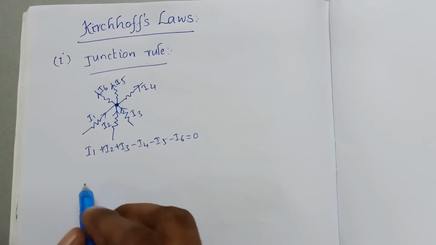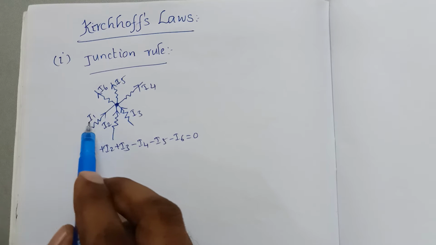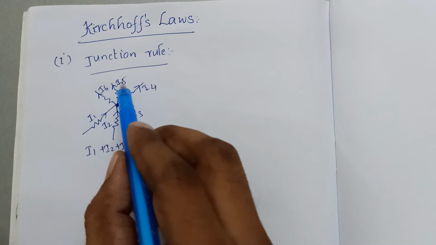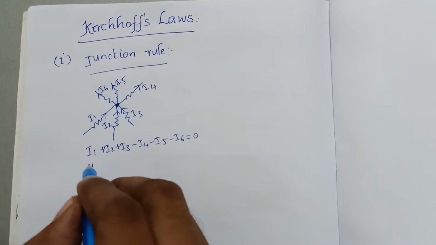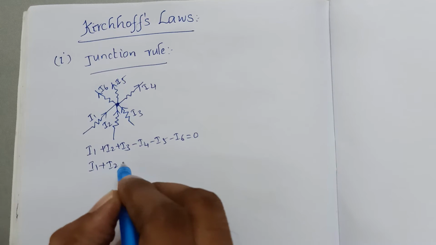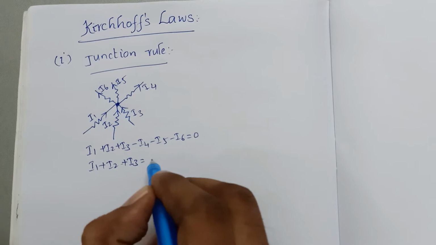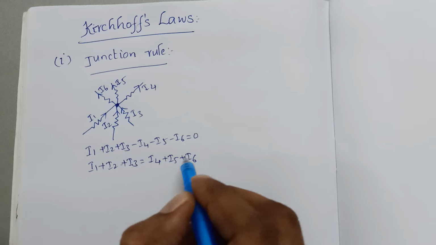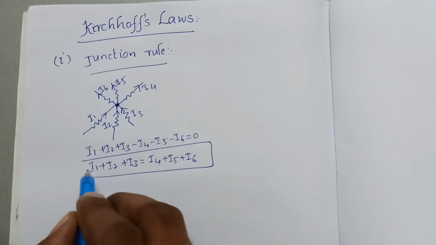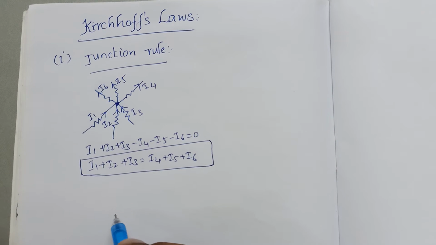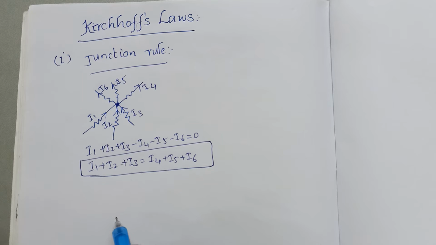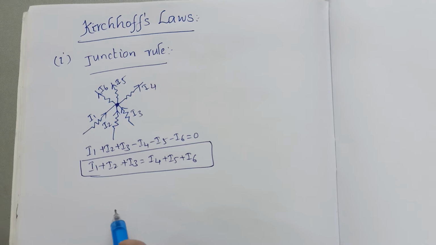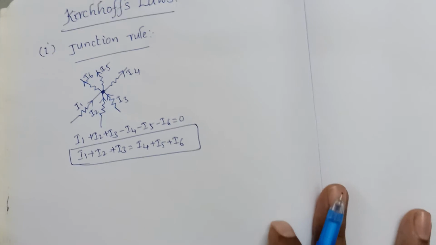Then the currents moving towards this junction will be equal to those moving away from the junction. So I1 plus I2 plus I3 is equal to I4 plus I5 plus I6. This is the junction rule, or current law. This is the first Kirchhoff law, and now we can discuss the second Kirchhoff law.